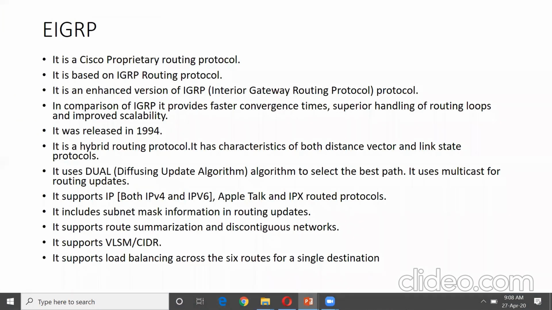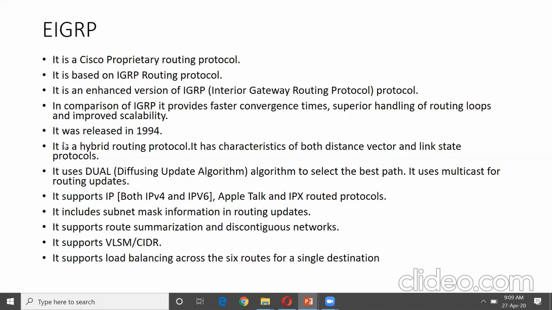EIGRP is a hybrid type of protocol. First we'll see the characteristics of the EIGRP protocol. It's Cisco's proprietary routing protocol, meaning this protocol can be used in Cisco's routers only, not any other routers. It is based on IGRP, that is Interior Gateway Routing Protocol. It's an enhanced version of the IGRP protocol. In comparison to IGRP, it provides faster convergence time, superior handling of routing loops and improved scalability. So that we are going to see.